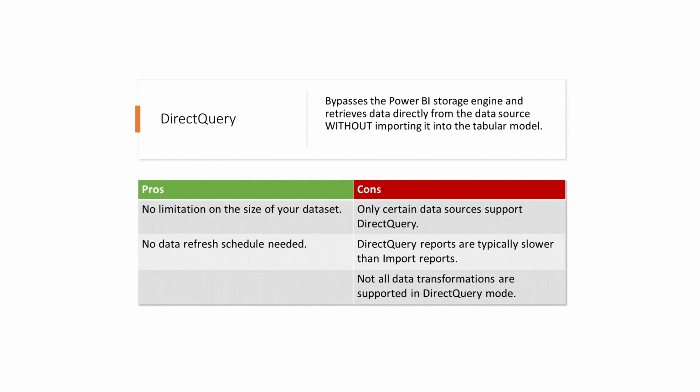If you try to build a DirectQuery report, but you choose a data transformation that is not supported by DirectQuery, the Power Query Editor will tell you that it is not supported, and it will ask you if you want to switch from DirectQuery to import mode instead. If you don't want to switch to import mode, you have to remove that data transformation step and try to find another way to accomplish what you need to do.